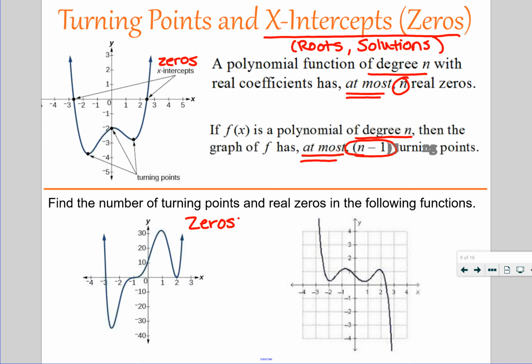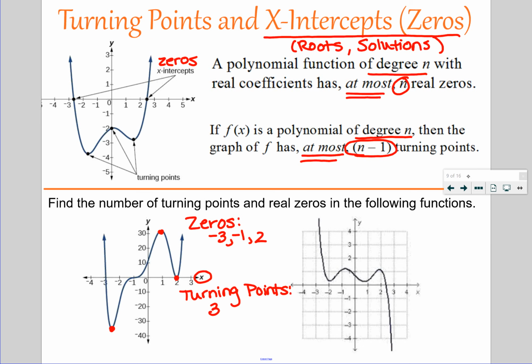So we would have a point here that would be a turning point, here that would be a turning point, and here that would be a turning point. -1 looks like it flattens out a little bit, but it doesn't turn around in any direction. It doesn't go from increasing to decreasing or decreasing to increasing. So we say we have 3 turning points.